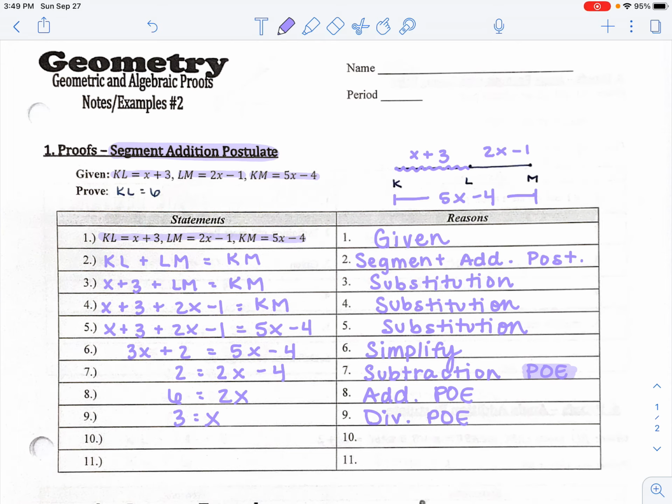But we're not done here because our goal wasn't to solve for x. Remember, our goal up here is to prove that KL equals 6. So now that we know that x equals 3, what should we do with that x value? We should plug it in to the KL up here. So we're going to have to write that out. We're going to say that KL is x plus 3, but we're smart and we just found out what x was. We're going to plug that in.